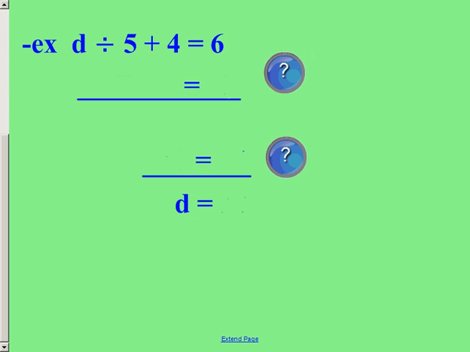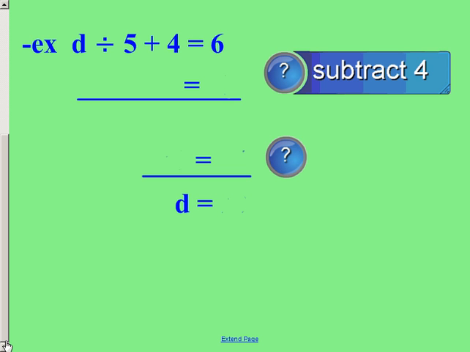All right, now that you've tried it, we look at this and we see d divided by 5 plus 4. So we want to do order of operations backward. Take care of any additions and subtractions first. So we're going to do the opposite of plus 4, which is to subtract 4 from each side of the equation. Once we've done that, the plus 4 and the minus 4 cancel. So I get d divided by 5 equals 2.